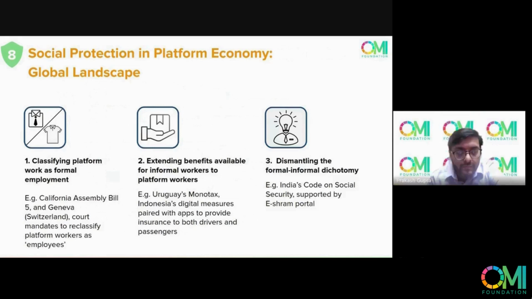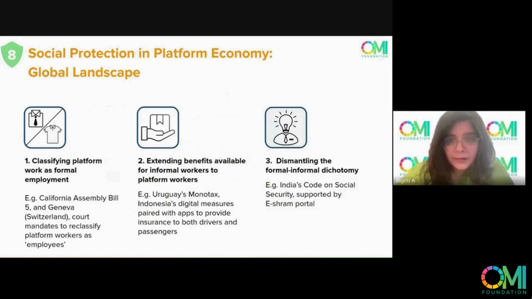The global landscape of social protection is characterized by, one, dismantling the formal-informal dichotomy, by which I mean extending the available benefits of informal workers to platform workers and entrepreneurship promotion. One example of dismantling the formal-informal dichotomy is the concept of social protection floors. These systems aim to provide a basic level of protection for all residents, irrespective of their employment status or their relationship with an employer. The social protection floors, such as the monotax system in Uruguay and Universal Credit in the UK, paved the way for progressive universalism as highlighted in the sources.